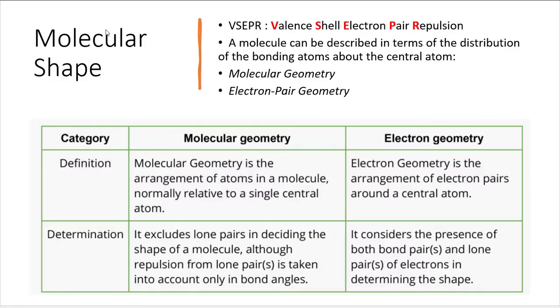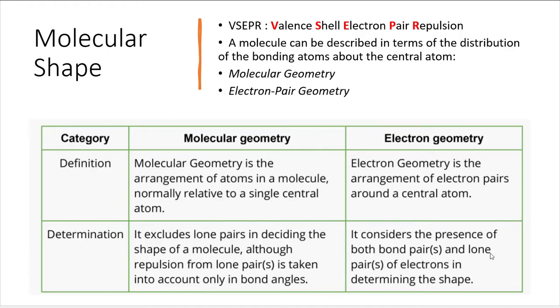So getting into molecular shapes, we follow this theory called VSEPR, valence shell electron pair repulsion. And a molecule can be described in terms of their electron pair geometry and molecular geometry. The electron pair geometry is what helps us figure out the molecular geometry. So the electron geometry is when we draw our Lewis dot structures and we can see all of those electron pairs around that central atom.